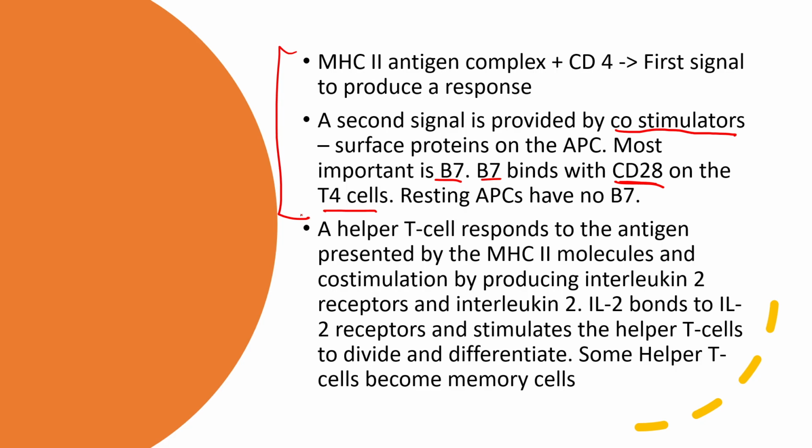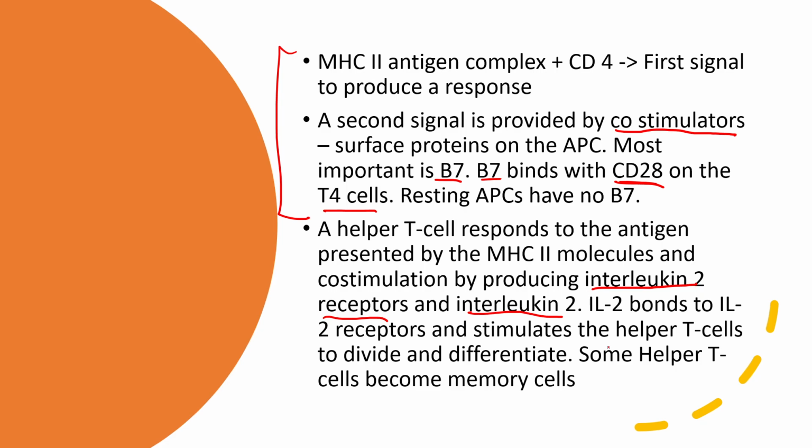A helper T cell responds to the antigen presented by the MHC2 molecules and co-stimulation. It then produces interleukin 2 receptors and interleukin 2. So this is one of those self-propagating processes. It produces both interleukin 2 and the interleukin 2 receptor, so the produced interleukin 2 will actually stimulate itself. When it is stimulated by IL-2, it starts to divide and differentiate.